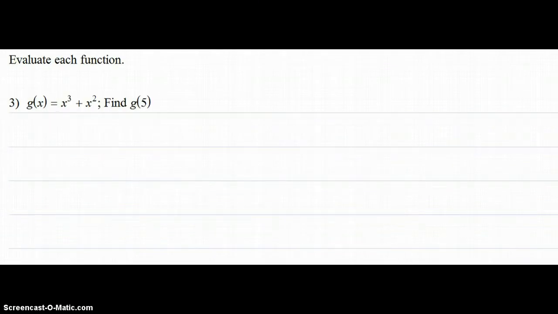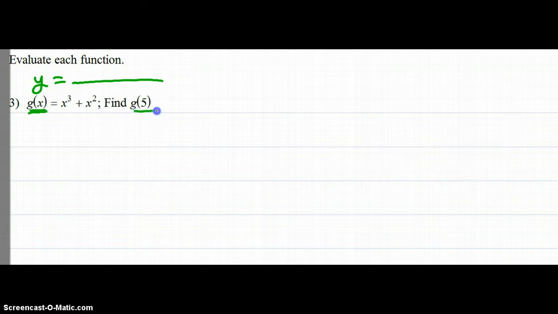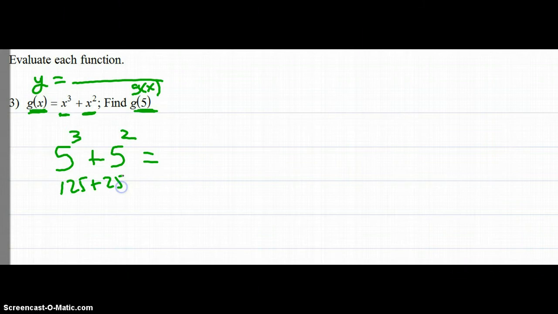Function notation looks a little different, but basically what you have to remember is in function notation, instead of an equation being a y equals, it's in function notation. And this just simply says that if I want to find g of 5, wherever I see an x, I'm going to stick in a 5. So this would be 5 cubed plus 5 squared. And again, take out your calculator, punch. I know this is 125 and 25, so I would get a 150.